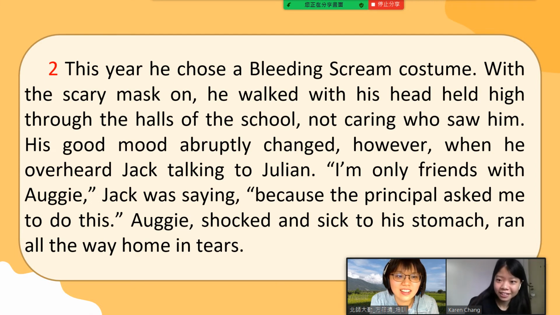Why can't other people see him? I guess because he wears a mask. Yeah, he wears a mask, right? And his good mood abruptly changed, however, when he overheard Jack talking to Julian. What did he say? I'm only friends with Augie, Jack was saying, because the principal asked me to do this. Augie, shocked and sick to his stomach, ran all the way home in tears.